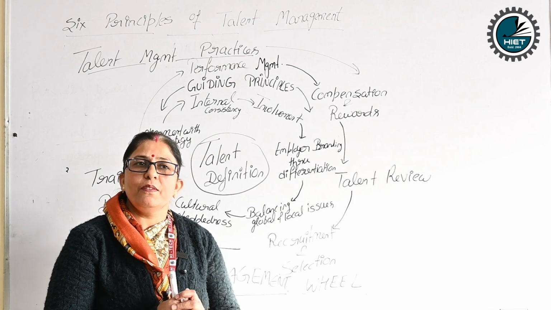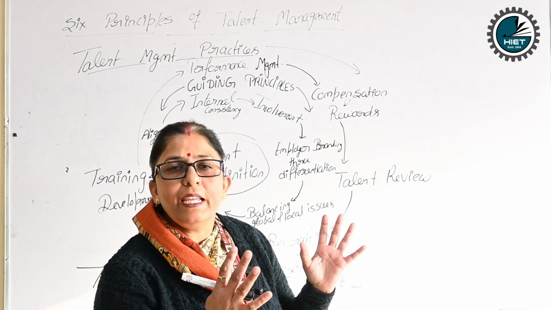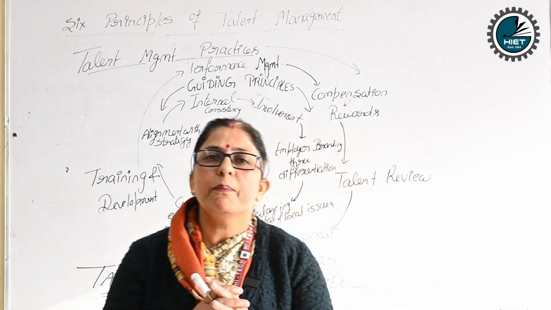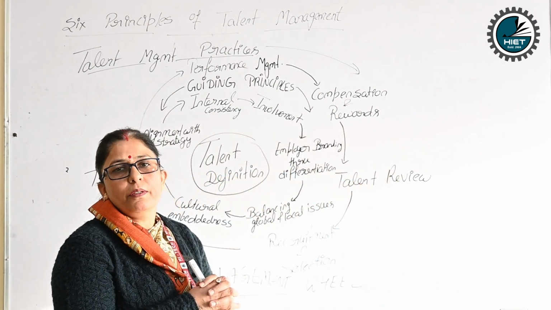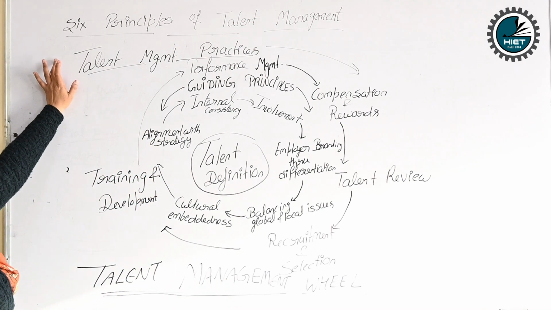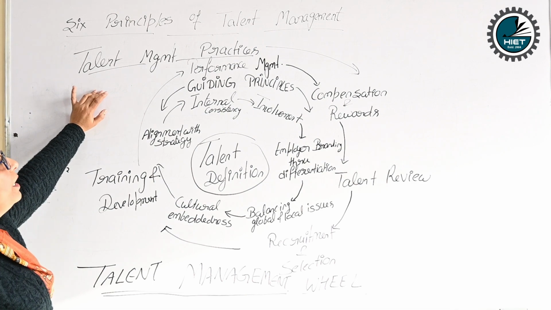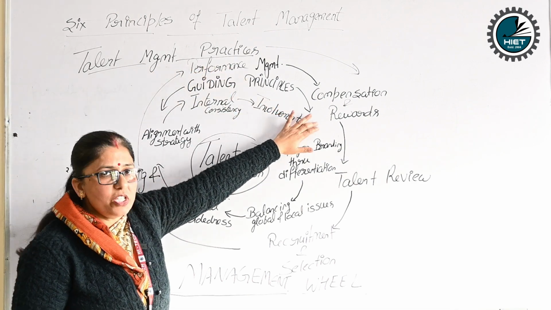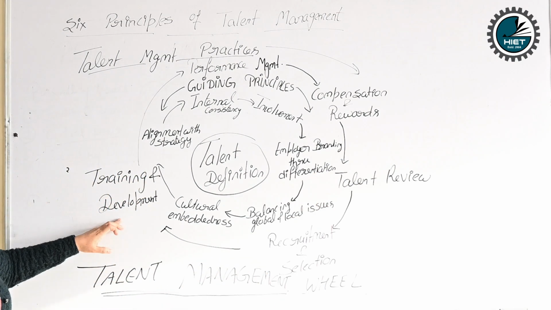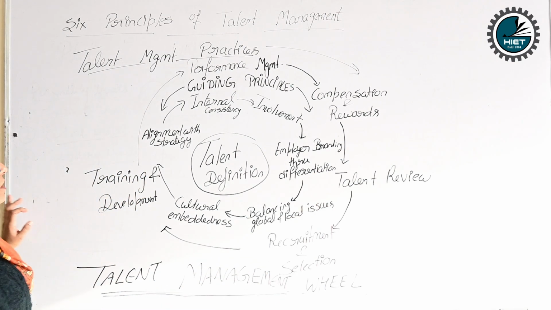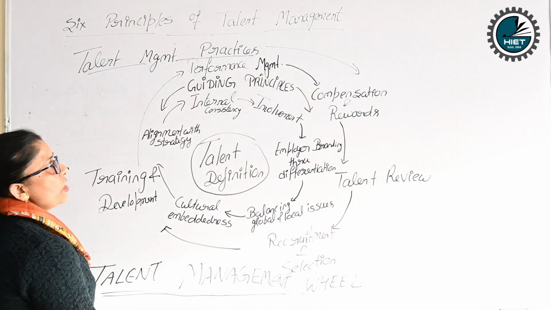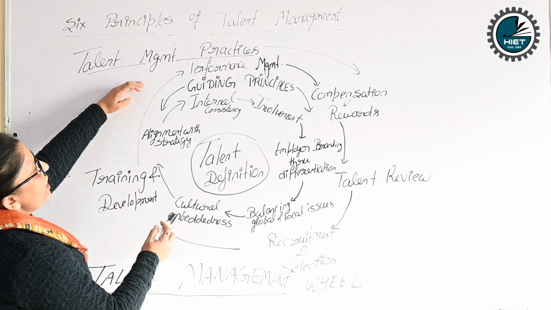And what are these logics and principles? Whatever we deal with in management, that may be some theories, that may be some practical applications of the principles, and among these, some of the principles are talent management, which deals with performance management, compensation and rewards, talent review, recruitment and selection, then training and development. So this whole is termed as the talent management wheel, which includes management practices.